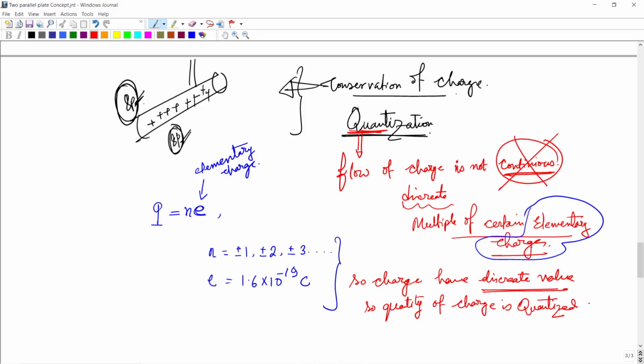In the next class we will discuss Coulomb's law. Here I discussed the basic concept of what charge is, some of its properties, and the additive nature of charges.